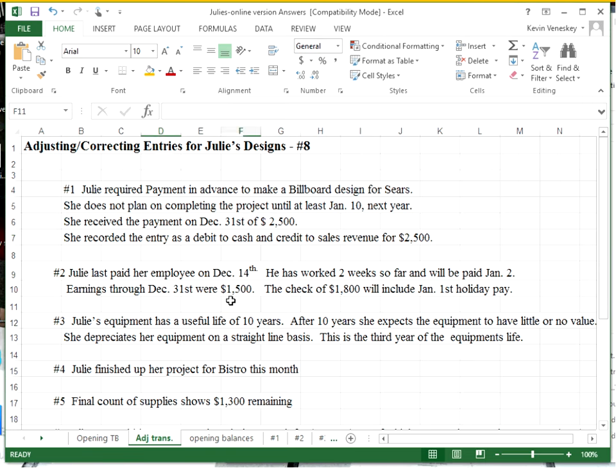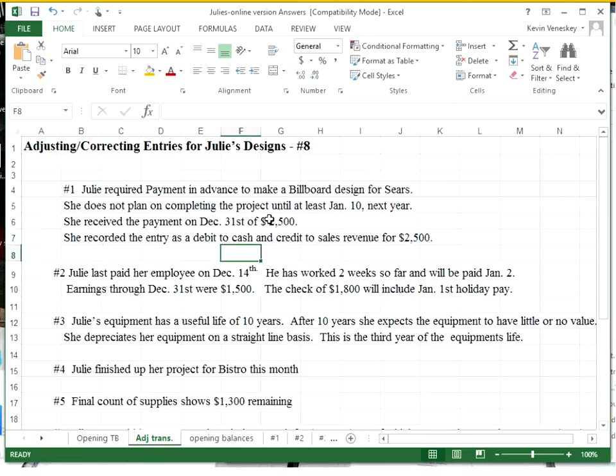Okay, so hopefully you have now updated all of your T accounts, and we're ready to get started with doing this first adjusting or correcting entry. And we'll see on this first one that it's actually going to be a correcting entry. So for number 1 here, Julie required payment in advance for the billboard design for Sears. However, she's not going to complete the project until sometime early next year. She did, however, receive the payment the last day of the year in the amount of $2,500.